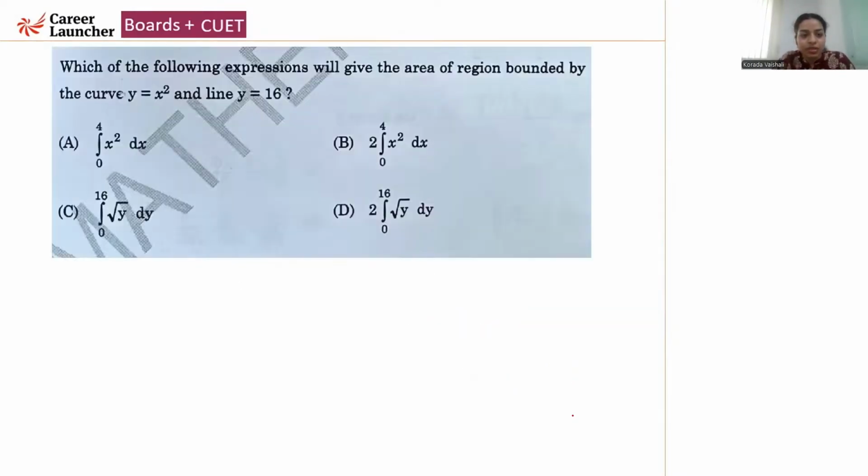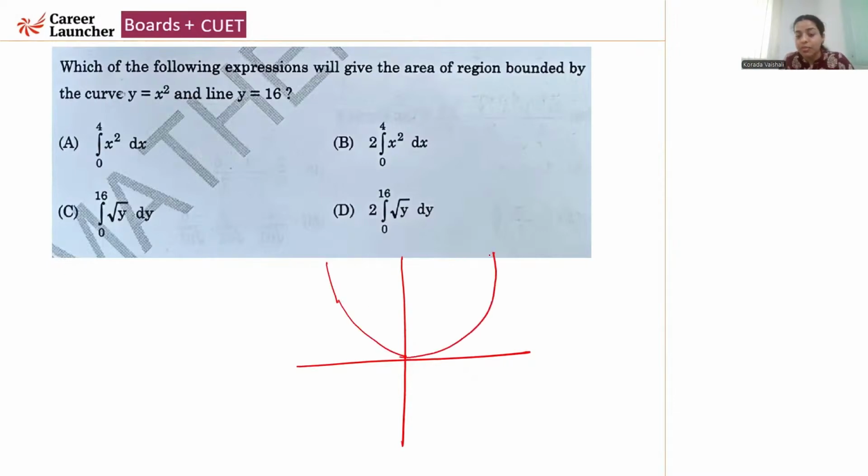Now let's move on to question number 10. This is based on area of region bounded by the curve. So you are given two curves. So let's look at it. Here x can be positive or negative, but y is positive. So it is an upward U-shaped parabola, and y is equal to 16. Assume this is your y is equal to 16.